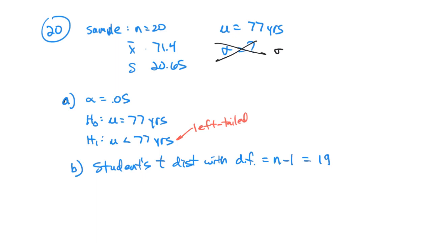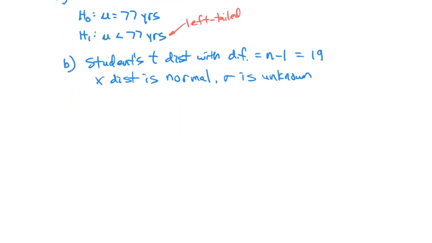And why can we do this? Because they tell us that the X distribution, which is the age of residents of Honolulu, is normally distributed. And sigma is unknown. Had they given us sigma, we would have been using standard normal. But because sigma is unknown, we have to use student's t. So with student's t, we need to figure out our t-score.